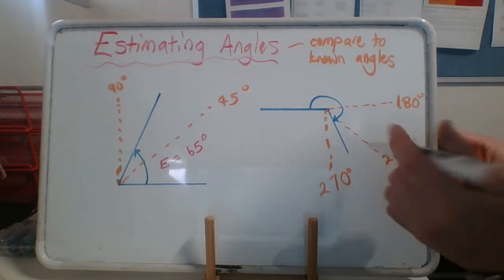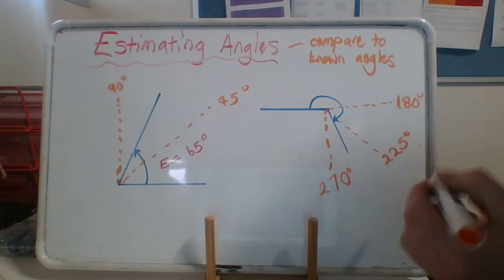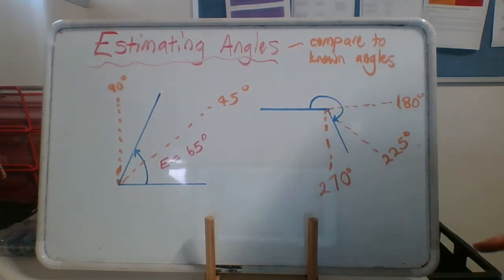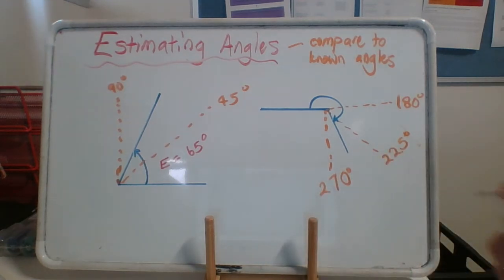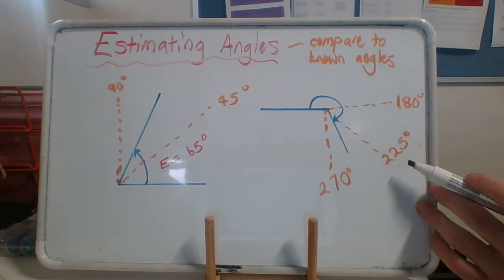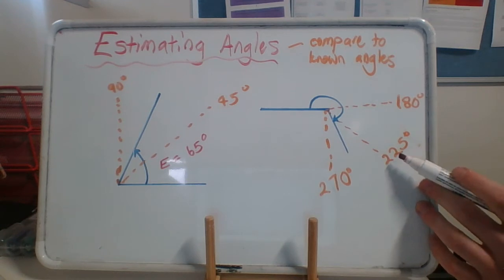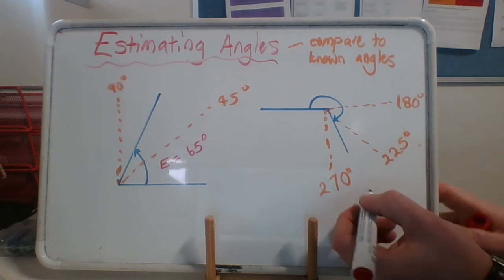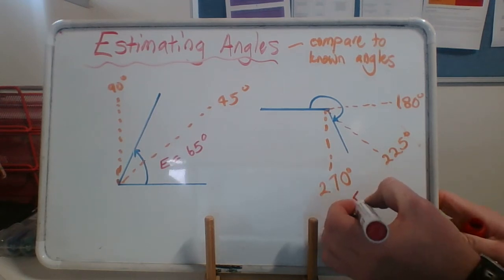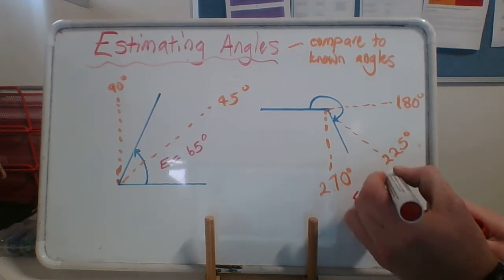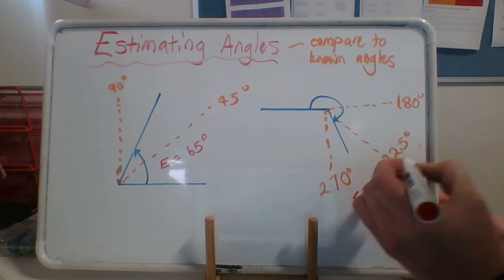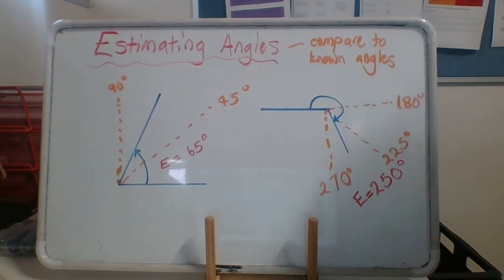So now I've narrowed it down even more, and I know that this angle is somewhere between 225 and 270 degrees. So you can make an estimate from there. And I might say, well, it looks like it's a little bit more than halfway, so a little bit more than 245. I might say that I think this estimate is 250 degrees. And again, I can get my protractor and measure that angle.